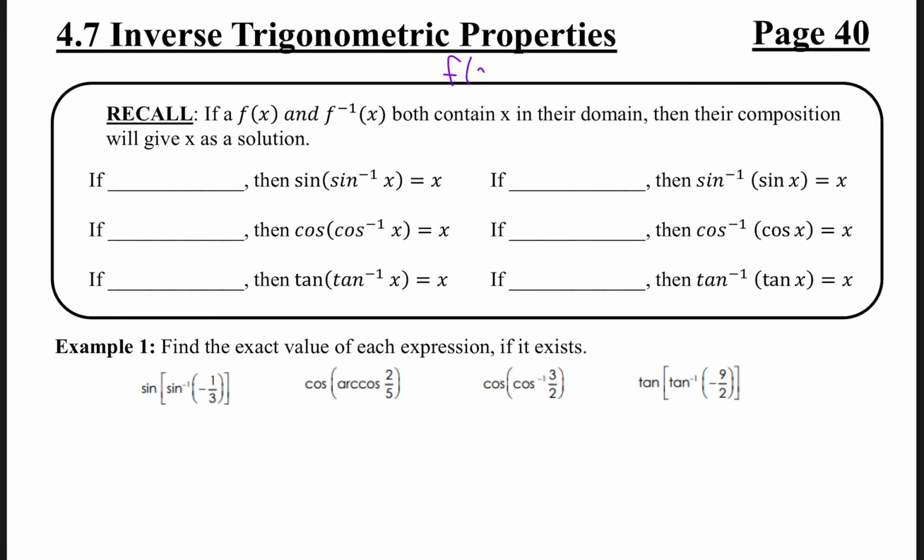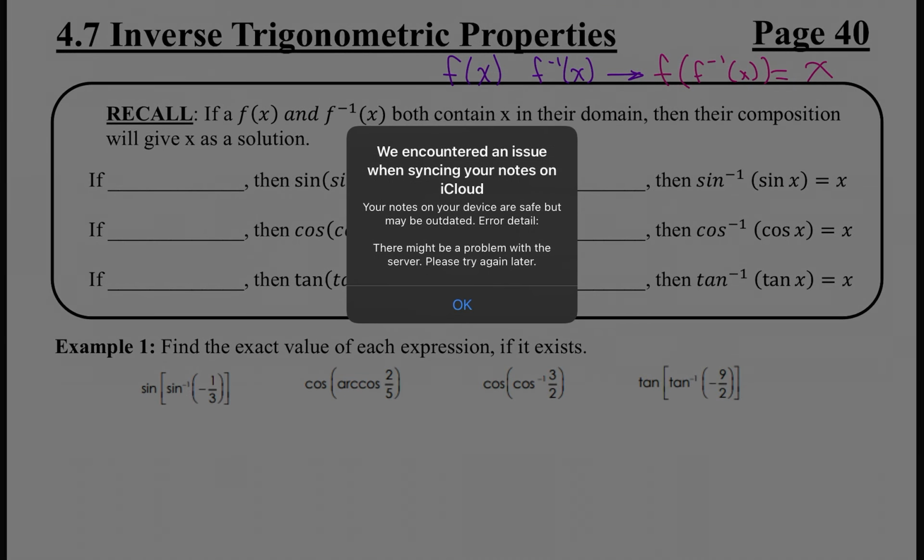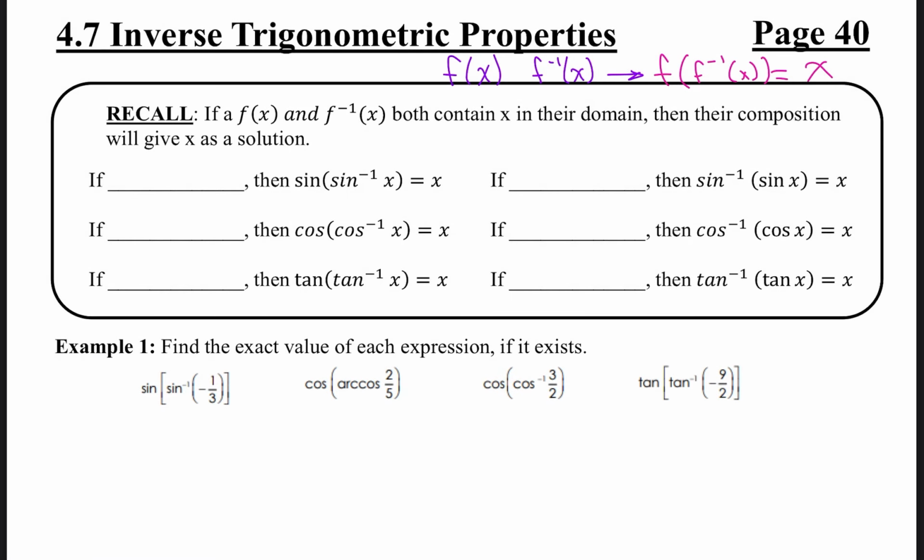If you took two inverses, what that's saying is what we did to prove inverses. If you took f of x and f inverse of x and composed them, so f of f inverse of x, and you plugged f inverse of x into f of x, they would all cancel out and you would just get x as a solution. With that in mind, it makes this a very easy topic for certain parts of these problems if you know what the properties of your trig functions are. So we've got to write those down.